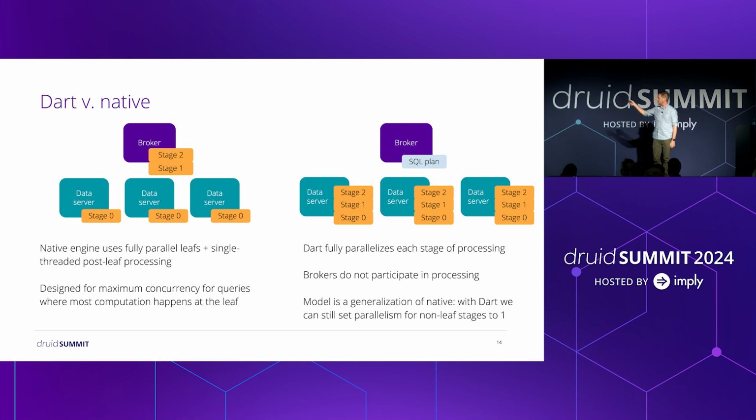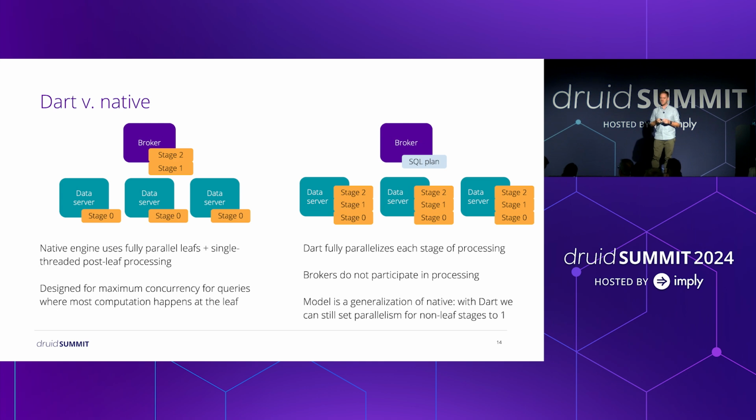In Dart, every stage can be fully parallel, so every stage runs the same. There's nothing special about the leaf stage. So rather than just the leaf stage being fully parallel, every stage can be fully parallel. Brokers do not participate in processing, so it's a bit easier to think about how to scale the system. There's only one kind of server processing data, and you can just add more of it instead of having to think about, do I need more brokers or do I need more data servers?